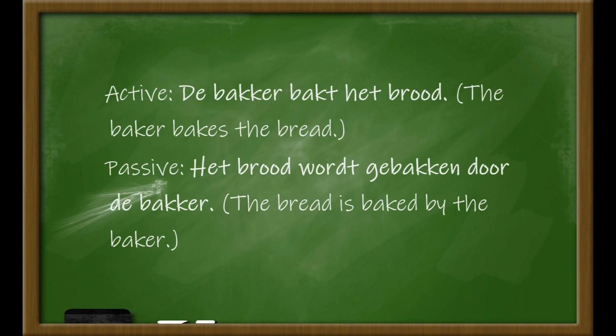In this part, we'll look at easy examples to show how to use the passive voice in Dutch. We'll use everyday situations to help you understand how to make passive sentences. These examples demonstrate how to transform active voice sentences into passive voice in Dutch. De bakker bakt het brood. Het brood wordt gebakken door de bakker.